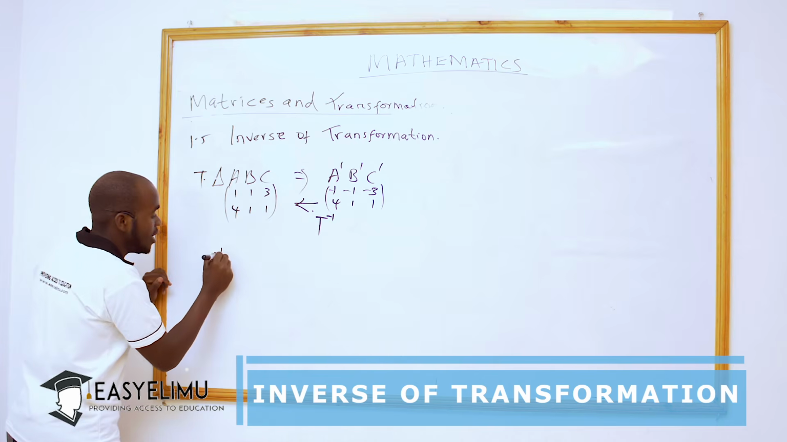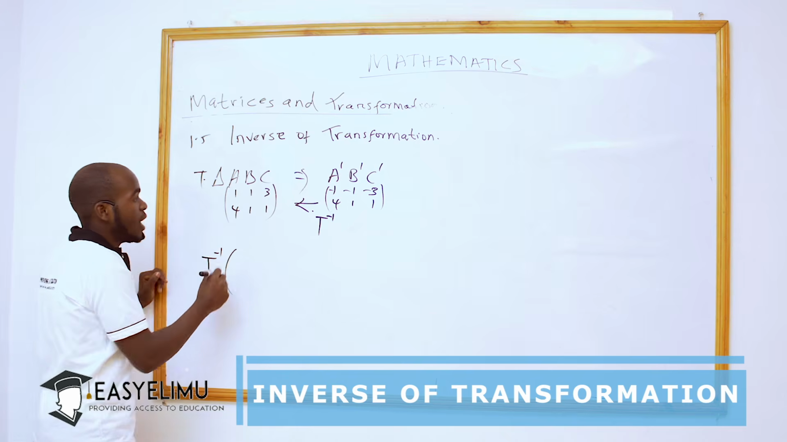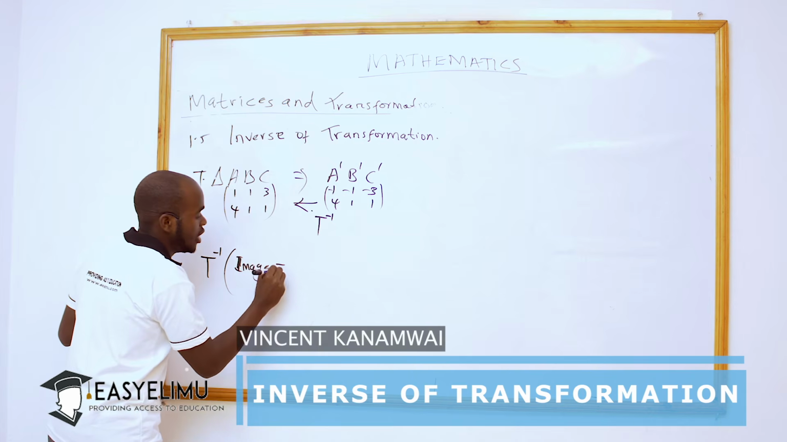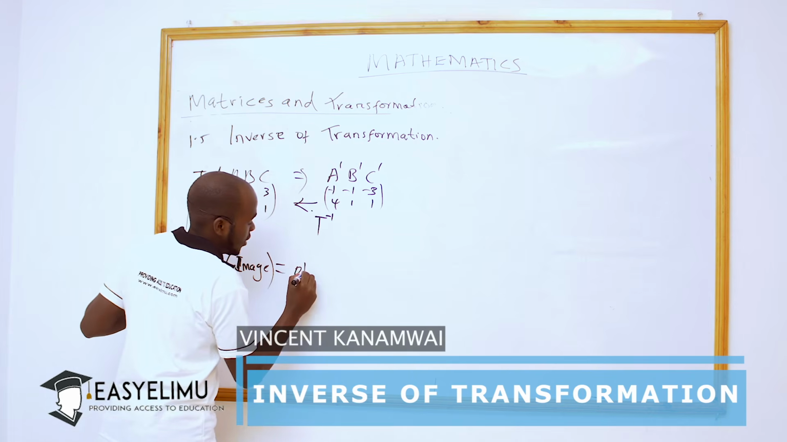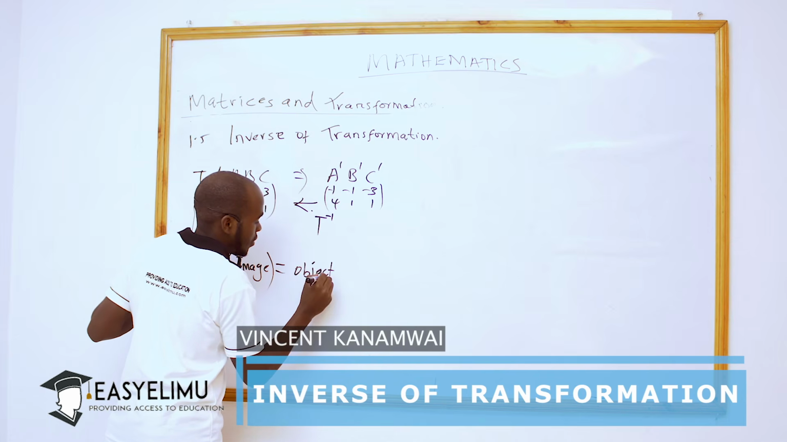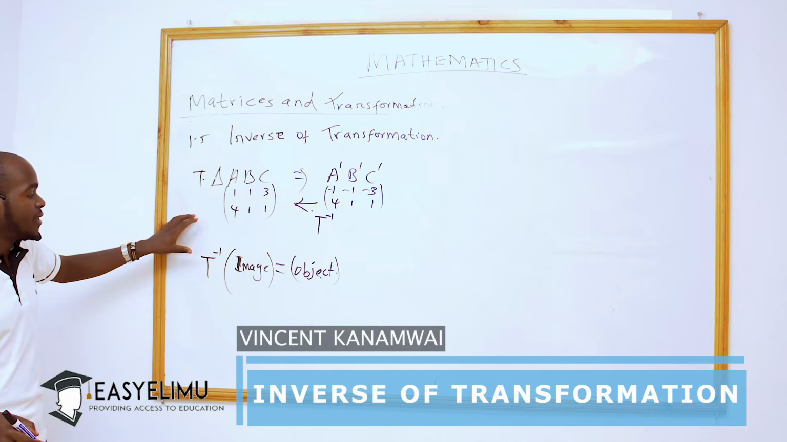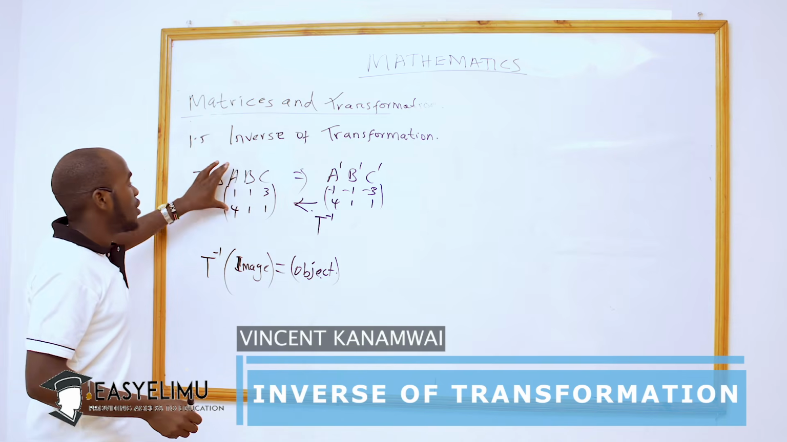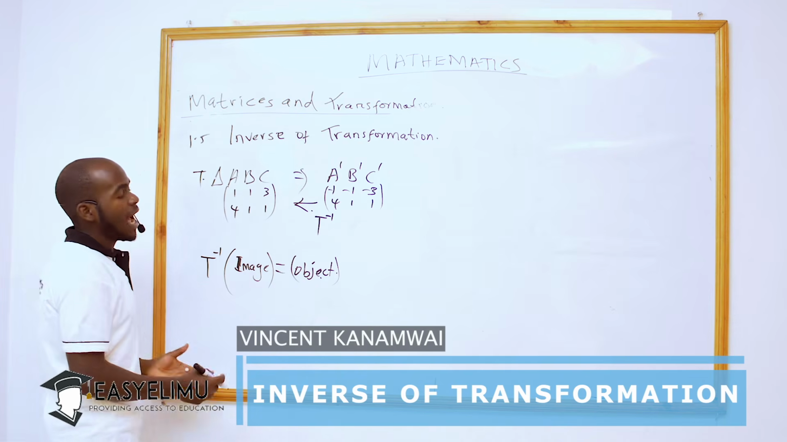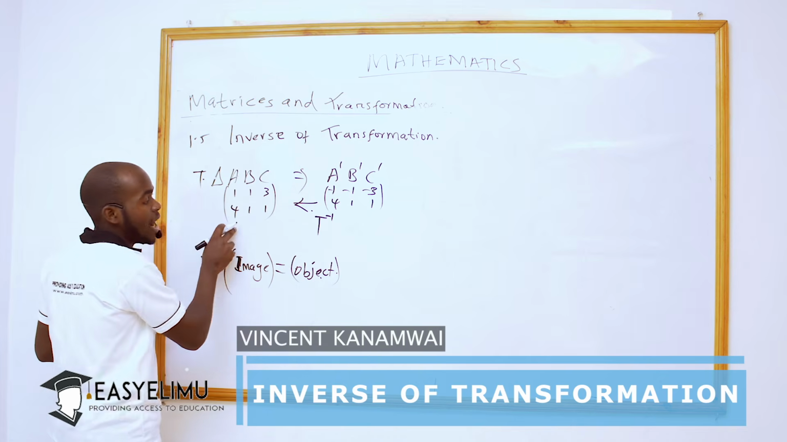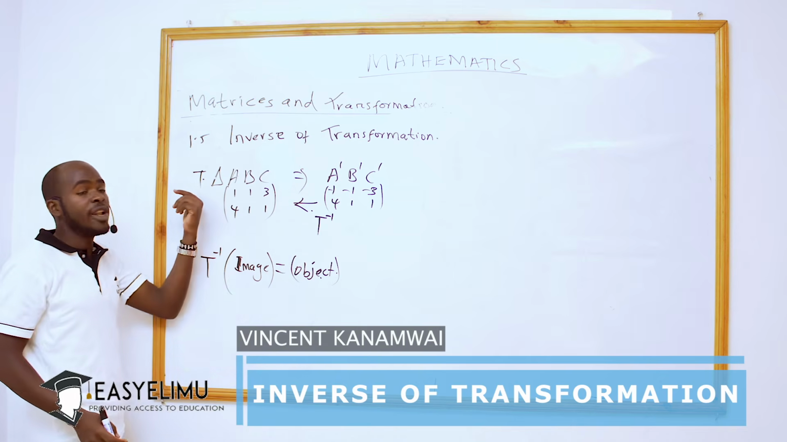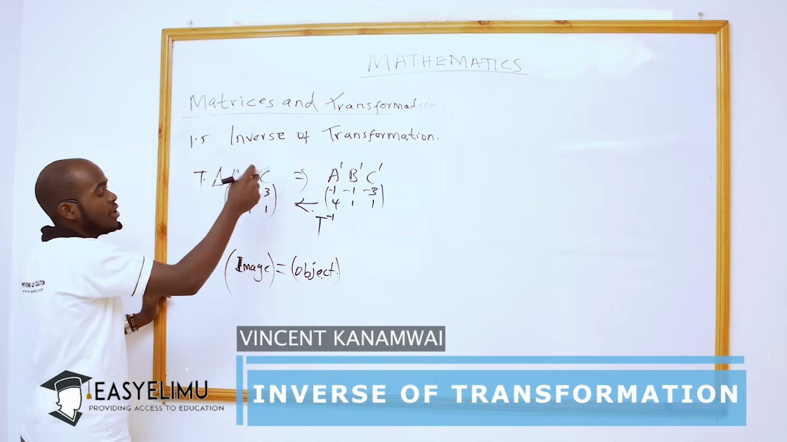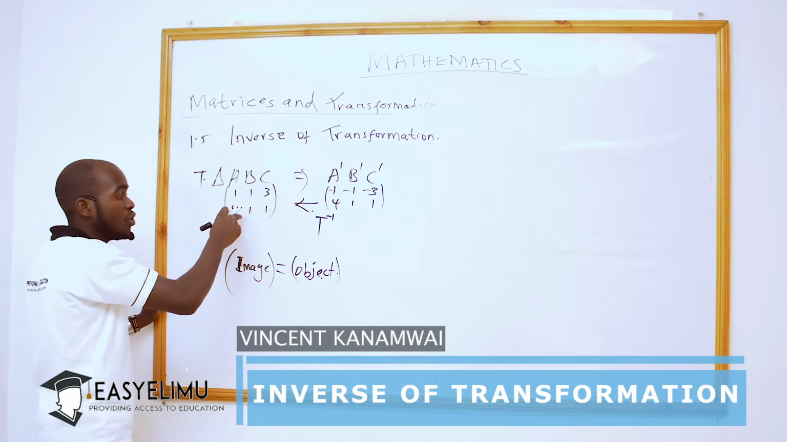Whereby if you take T inverse, you multiply by the image, it should give you the object vertices. Now, for our instance here, we had a certain transformation. It mapped it from this object to this image. Now we can find another transformation which can map it back, and that one will be an inverse of the first transformation. If you take T inverse of this one, then it will automatically give you the object.